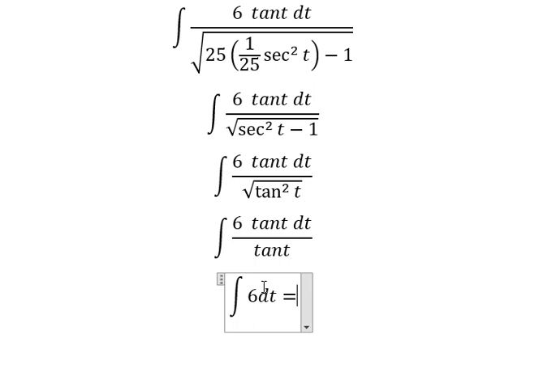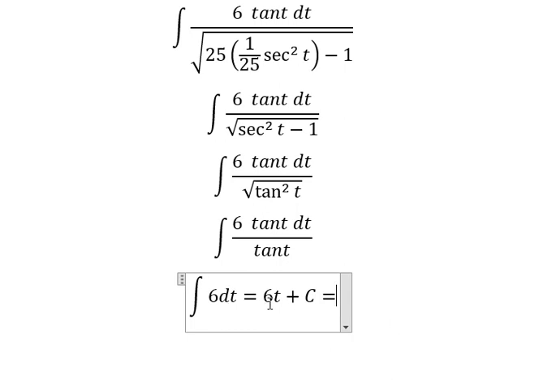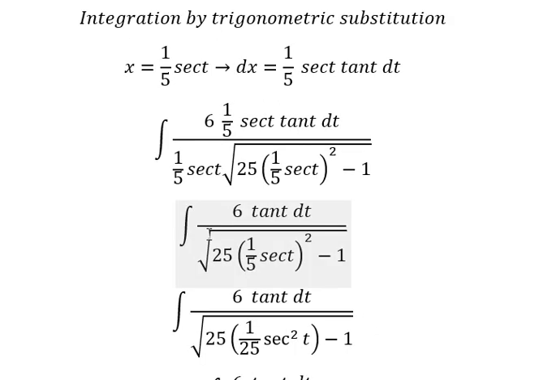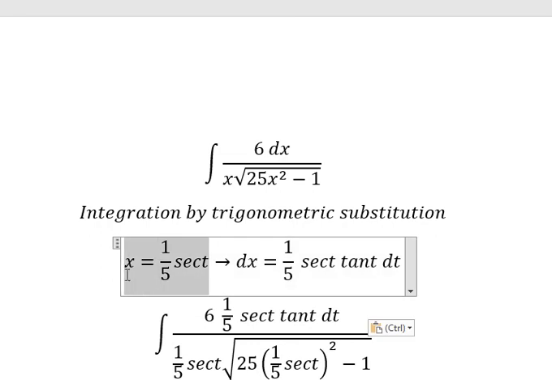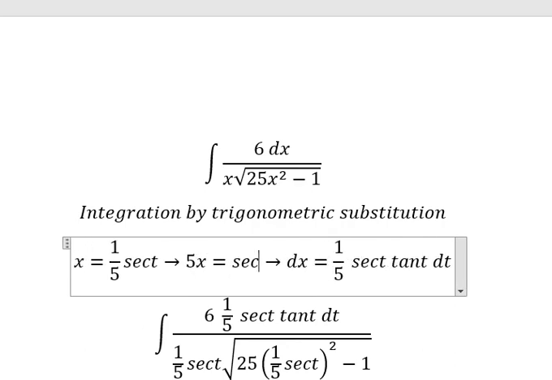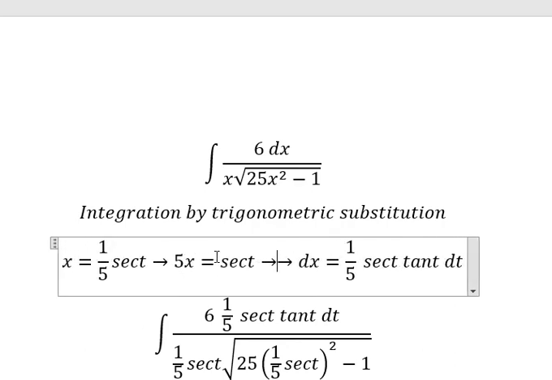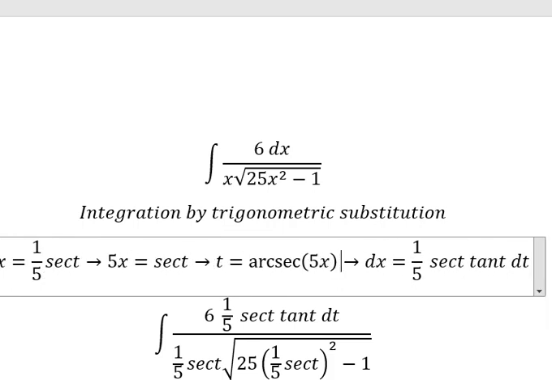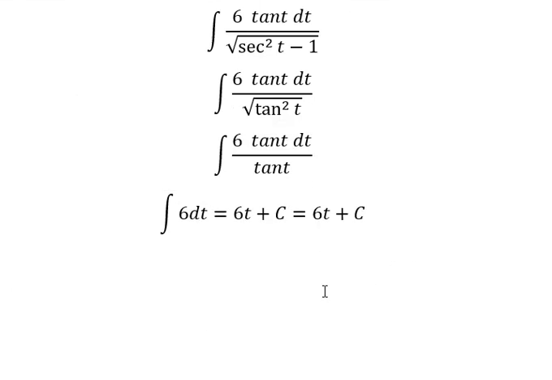The integration of dt, you get t, and we put c. About t, that is about this one. So I will put number 5 to the left. And you get t equal to arc secant of 5s. So I will put this one to change for t.